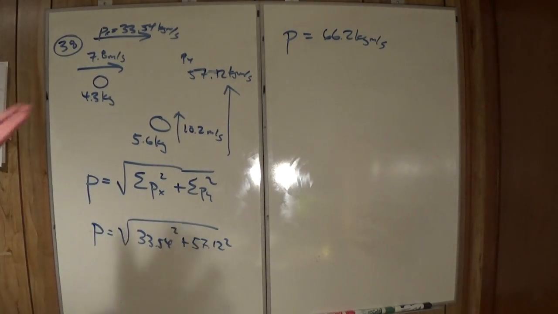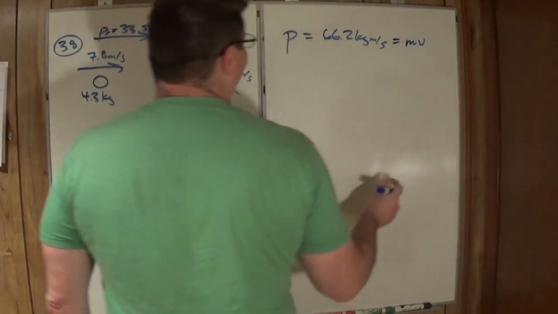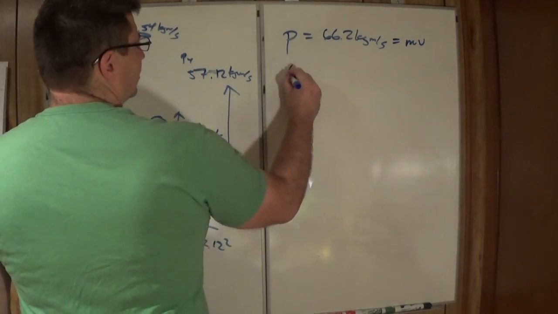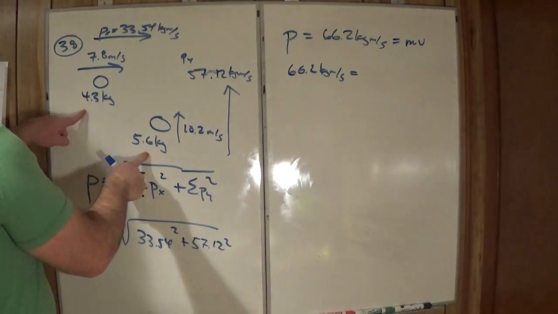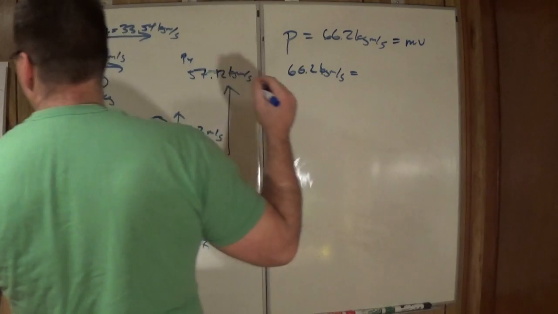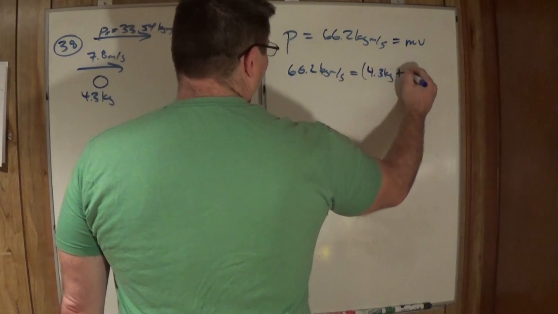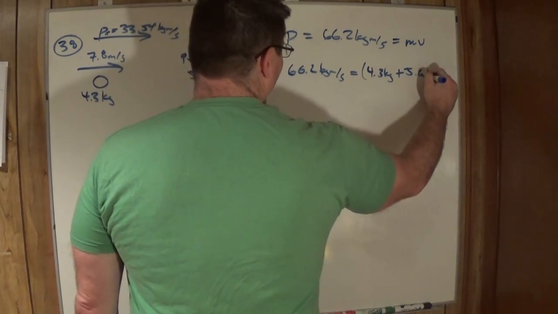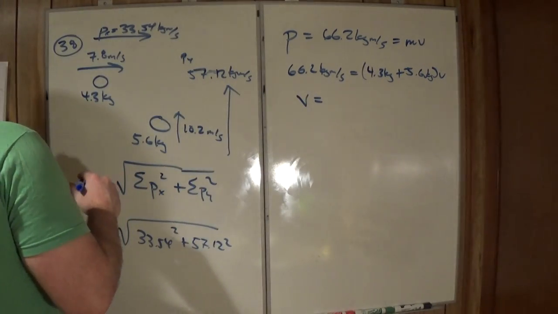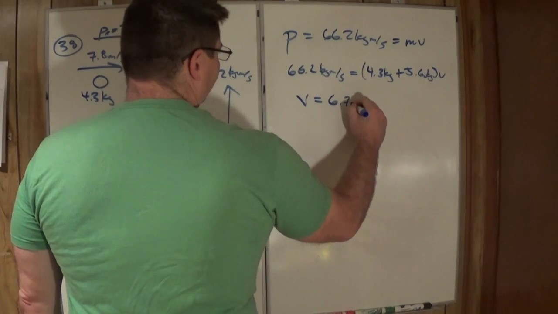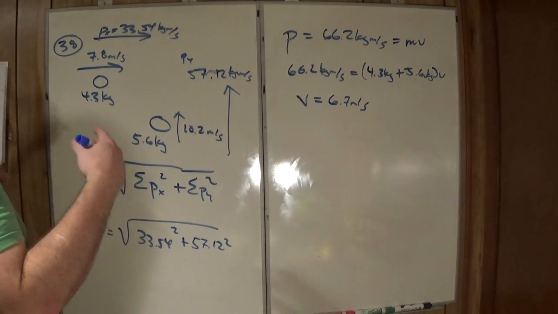Now let's say I want to know the velocity. Well, if the two eagles are locked together, then this momentum, mv, applies to both masses locked together. So 66.2 kilogram meters per second equals the sum of the two masses, 4.3 kilograms plus 5.6 kilograms, times v. So v is 6.7 meters per second. So this is the final velocity of the two eagles. But what's the direction?